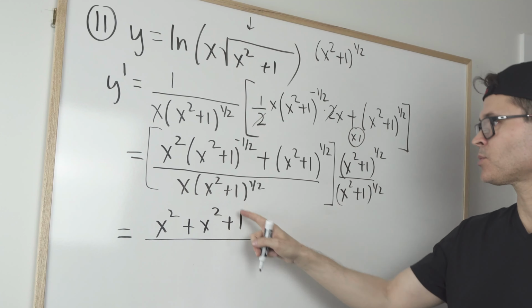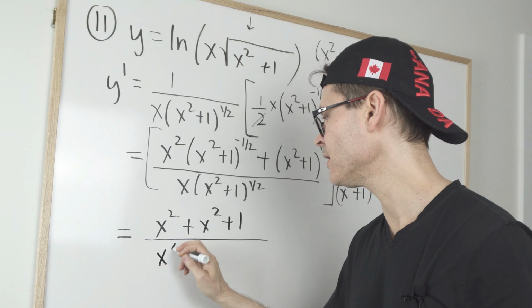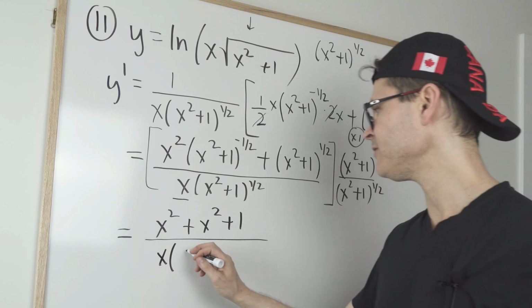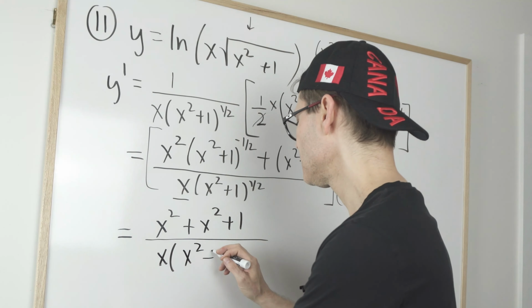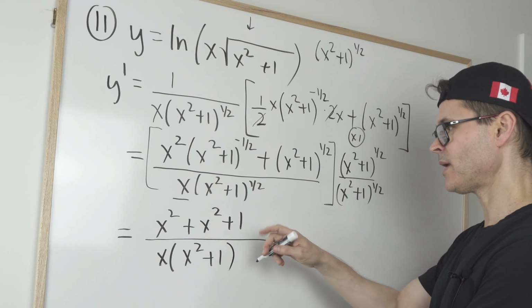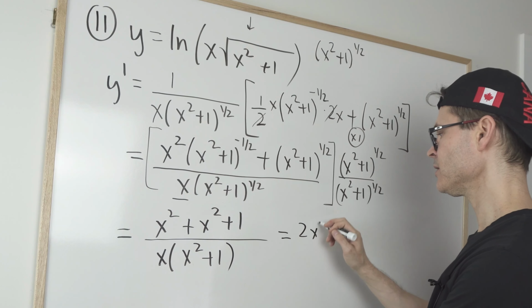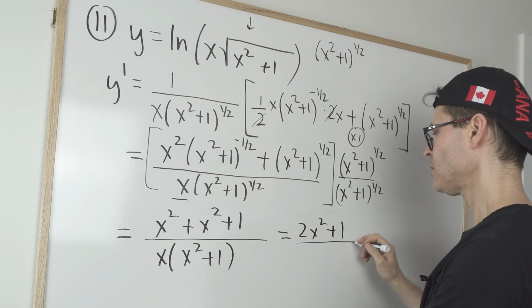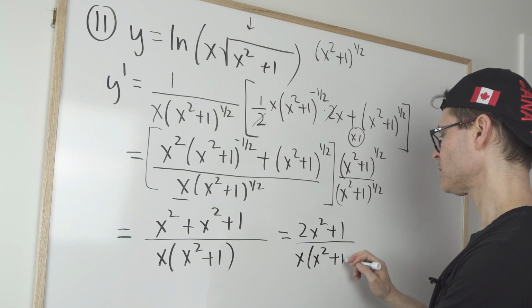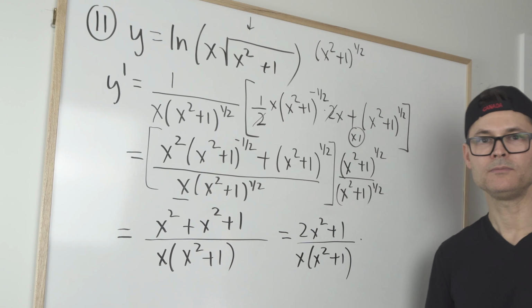I'm going to do that here as well. That the x is there out front. And then I'll multiply this by this, which is also going to leave me x squared plus 1. All right, I'll clean it up a little bit here. So x squared plus x squared is 2x squared plus 1 all over x times x squared plus 1.